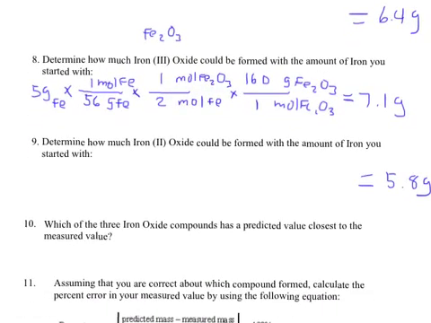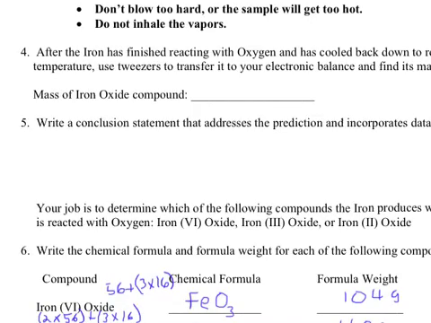So for number 10, it says which of the 3 iron compounds is closer to the measured value. So I check these here, 5.8, 7.1, 6.4, and on the other side, let's take a look at the first side where it said what was the mass of the iron compound that formed after you blew your air on it while it heated up. Let's just say what you had was 6.2 grams is what you measured.